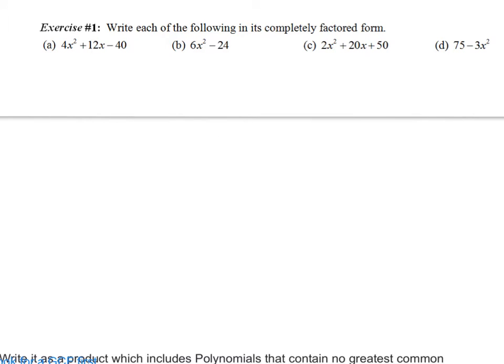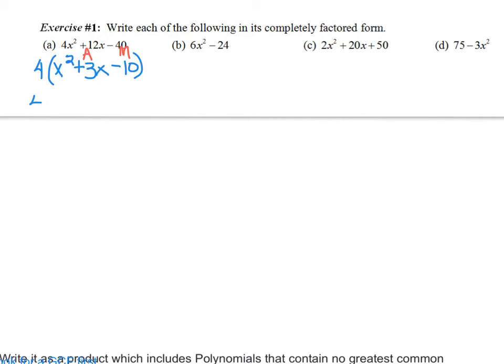In exercise number 1, I have 4x squared plus 12x minus 40. I see that I can factor a 4 from all three of those terms. So dividing each term by 4, I now have x squared plus 3x minus 10. But I don't want to stop there because I notice that that polynomial can be factored. It's a trinomial. So remember how we did our trinomials? We are looking for two numbers that add to give me 3 and multiply to give me negative 10.